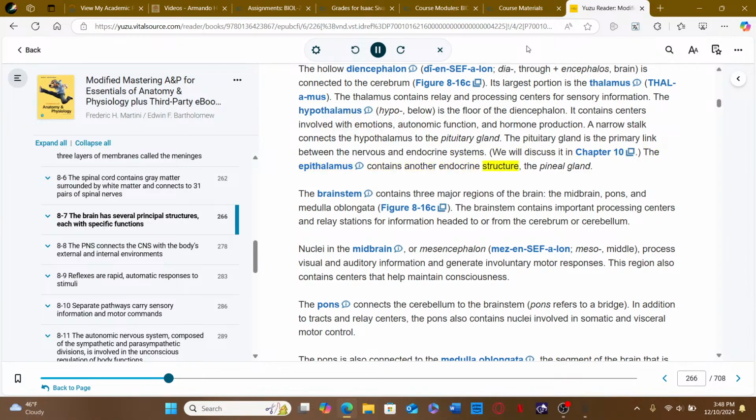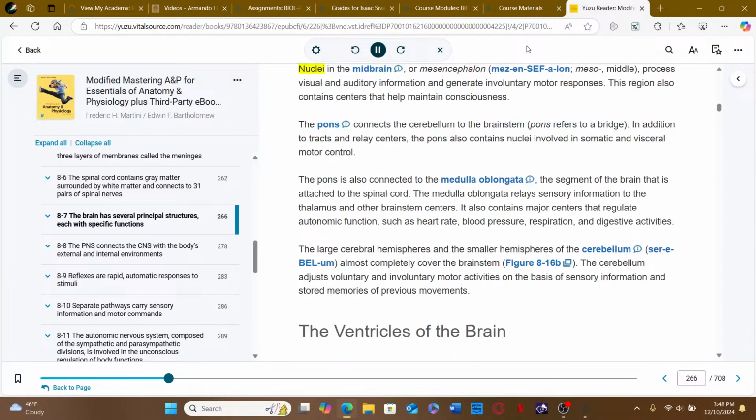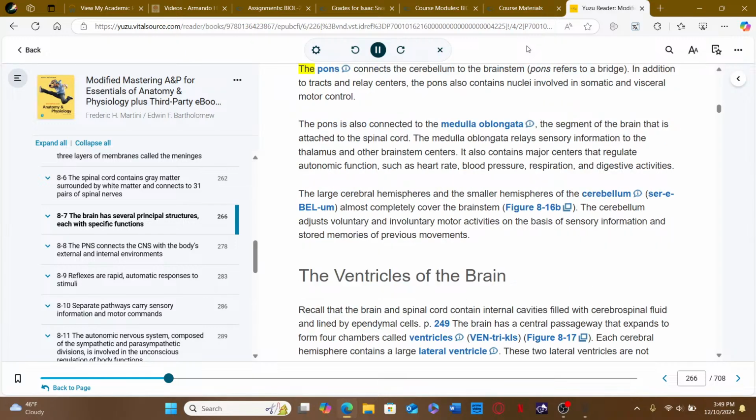The epithalamus contains another endocrine structure, the pineal gland. The brainstem contains three major regions of the brain, the midbrain, pons, and medulla oblongata, Figure 8-16c. The brainstem contains important processing centers and relay stations for information headed to or from the cerebrum or cerebellum. Nuclei in the midbrain, or mesencephalon (meso-, middle), process visual and auditory information and generate involuntary motor responses. This region also contains centers that help maintain consciousness. The pons connects the cerebellum to the brainstem.